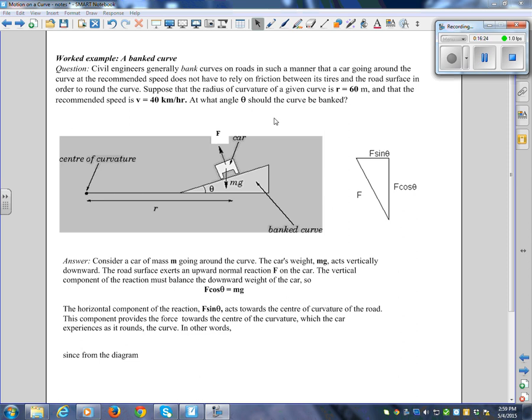Generally, they would bank it so that you can drive a little bit faster, okay? Is a radius of curve 60 meters a pretty tight corner? 60 meter radius, do you think? Yeah, that's a pretty tight corner. They would generally be much bigger than that.